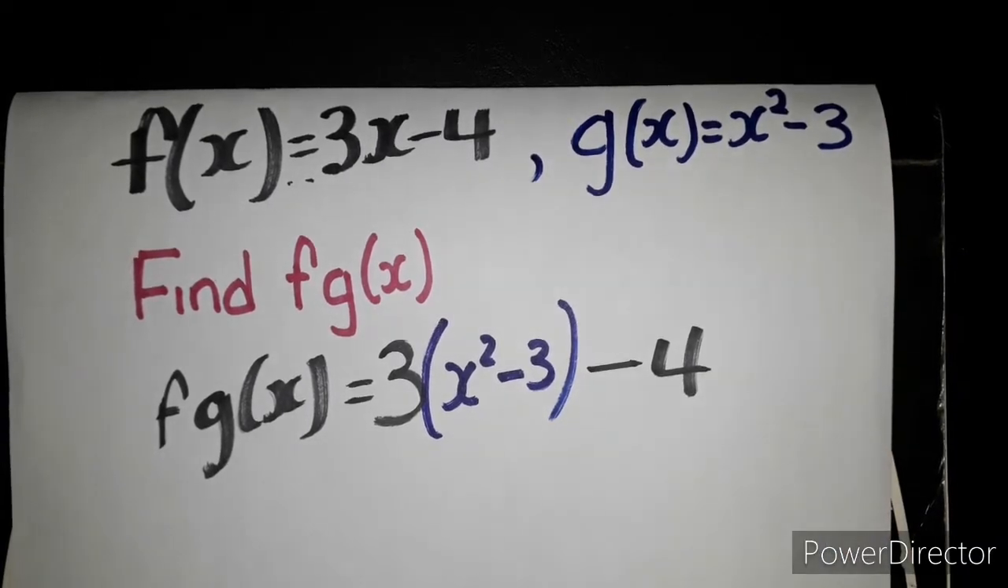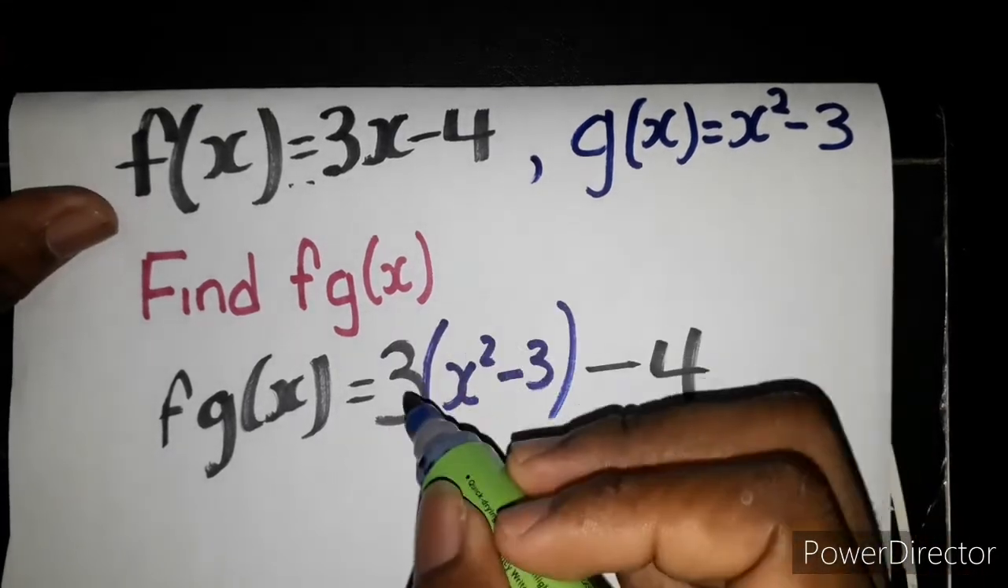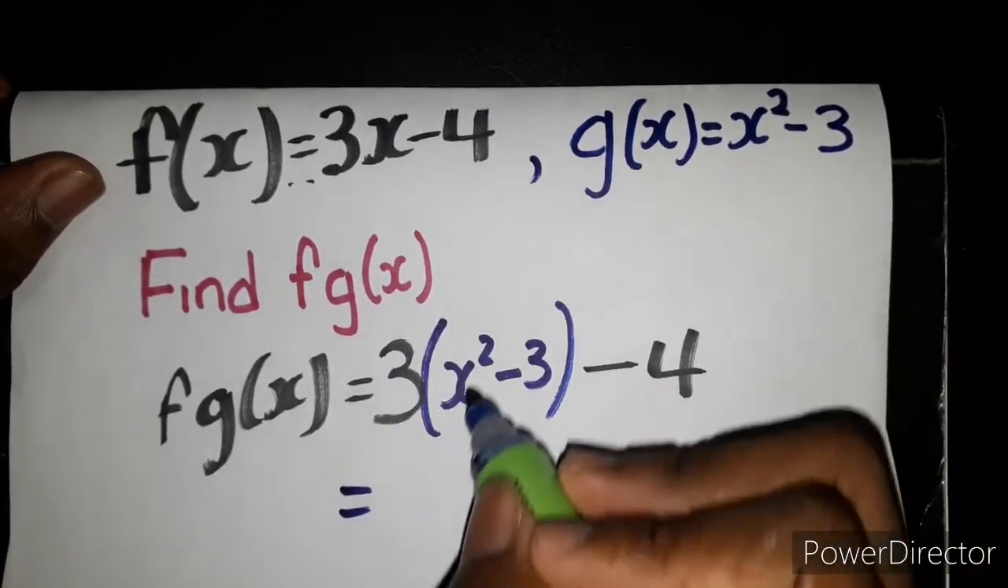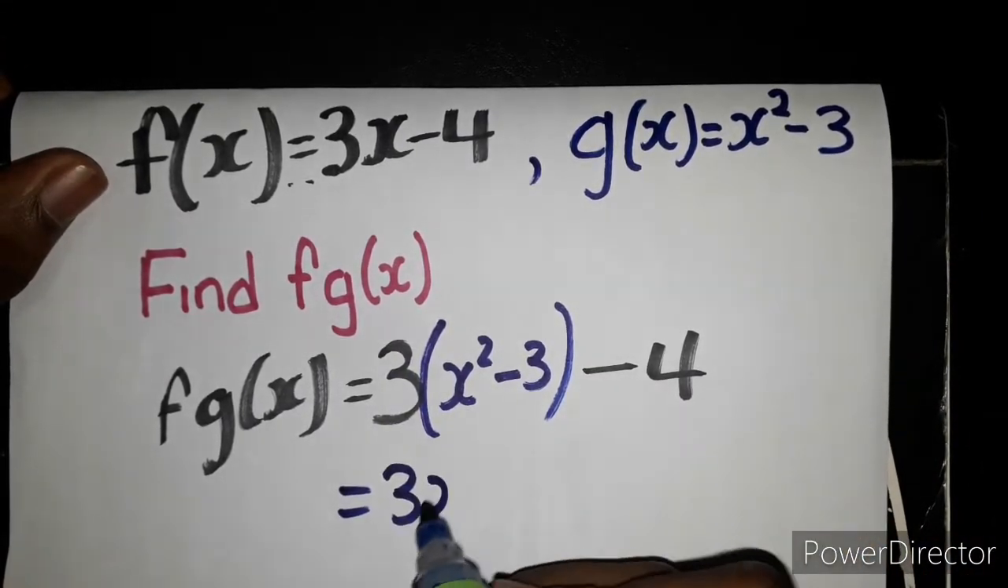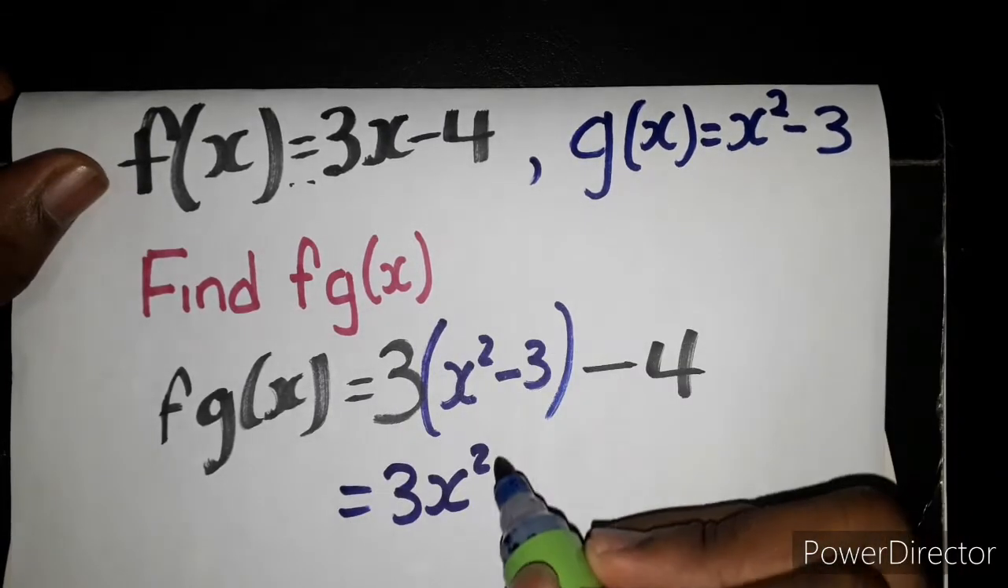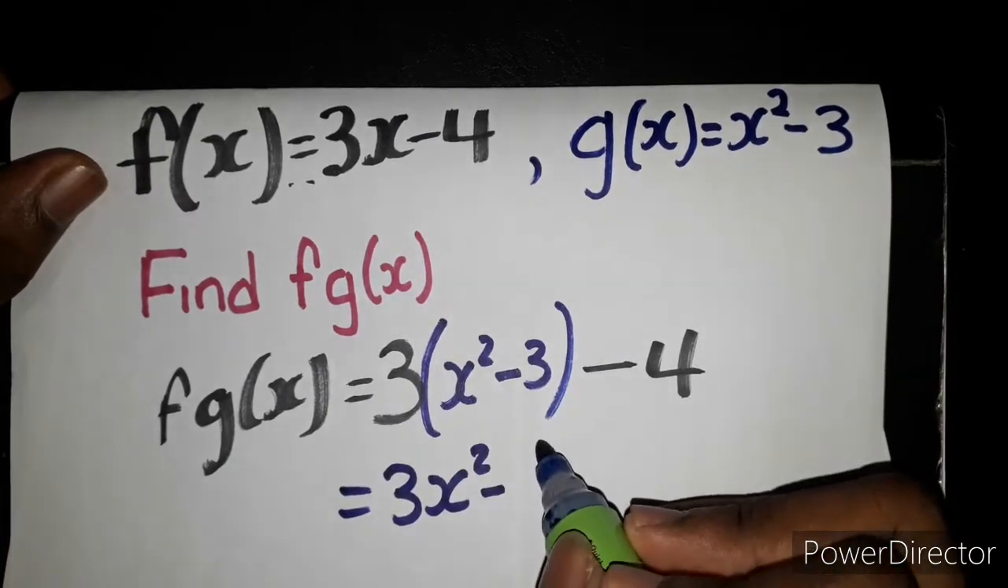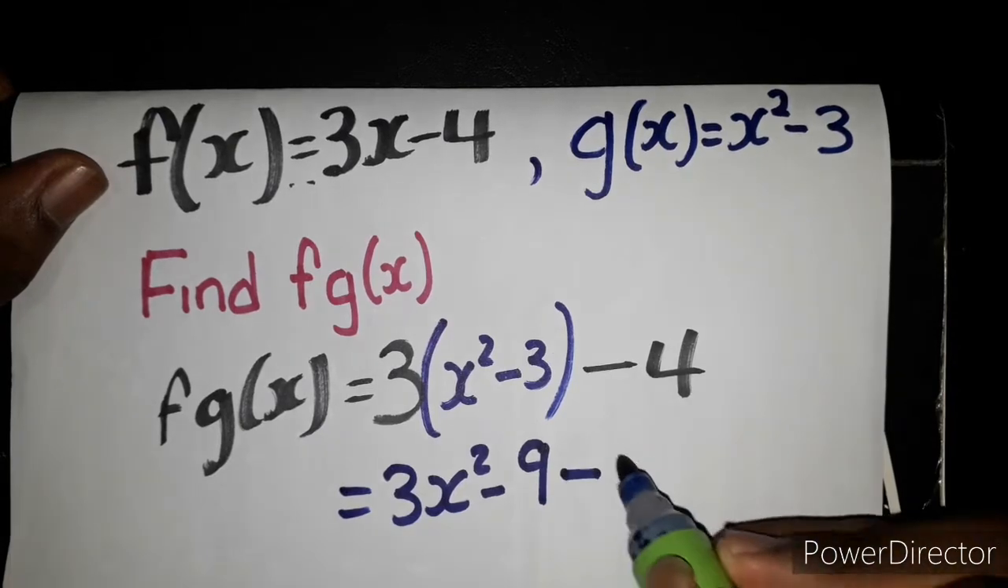And then you expand. So we distribute the 3. 3 times x squared will give you 3x squared. Subtract 3 times 2 will give you 6. Subtract 4.